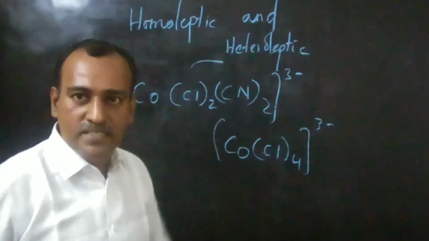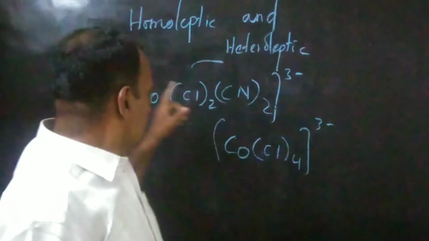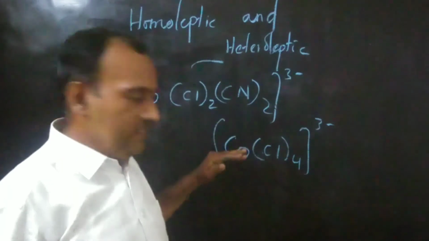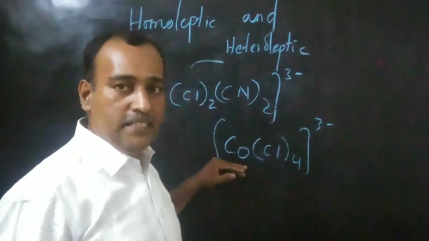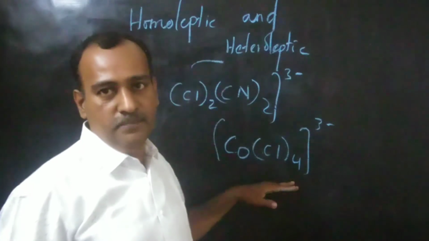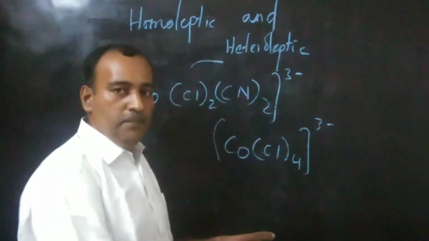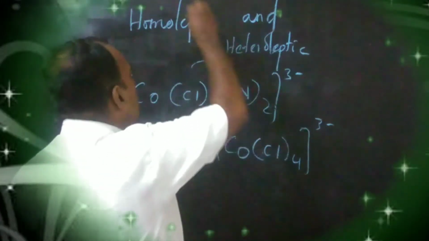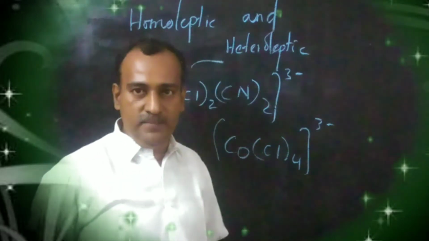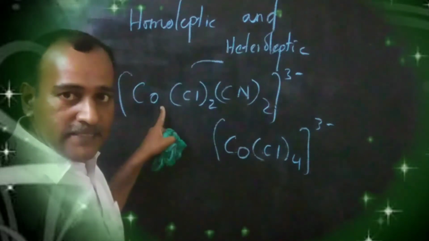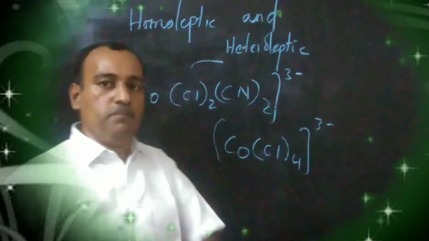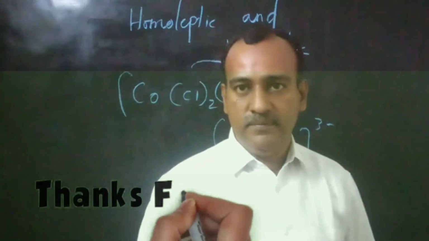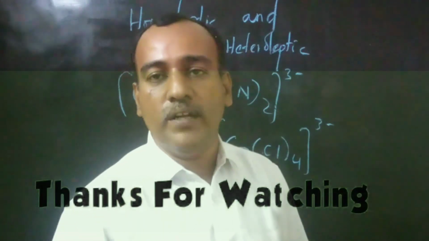Then what is the difference? Here the central metal atom is surrounded by different types of ligand. Here the central metal atom is surrounded by the same type of ligand. If a central metal atom is surrounded by the same type of ligand, then the complex is called a homoleptic complex. If the central metal atom is surrounded by different types of ligand, then it is called a heteroleptic complex. That's all about the terminology of coordination compounds.